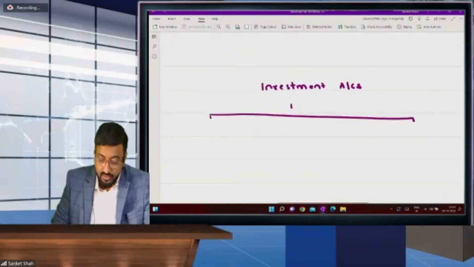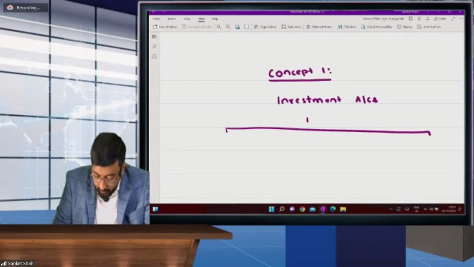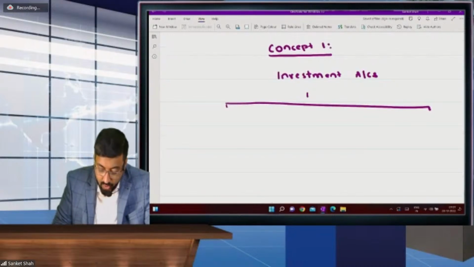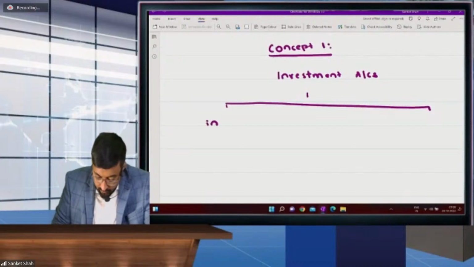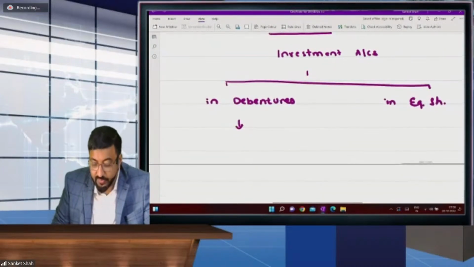Investment accounts, let's revise it quickly. Concept one. You can write it simultaneously. Revisions. Investment account is divided in two parts: investment in debentures and investment in equity shares. Here the concept is investment in debentures.